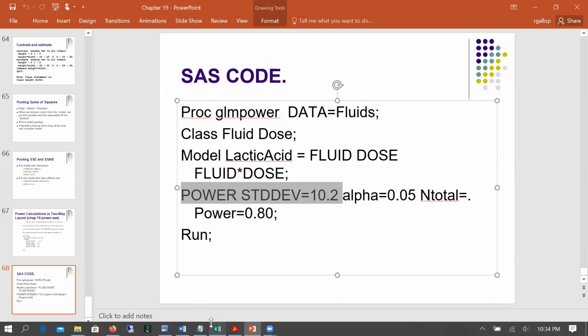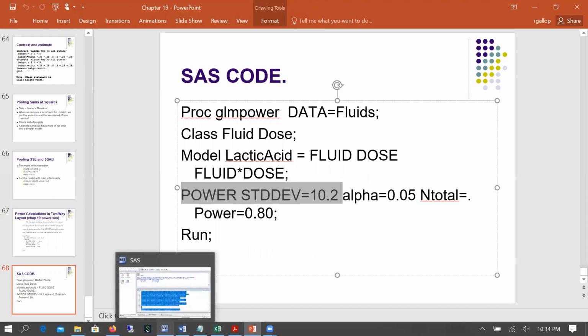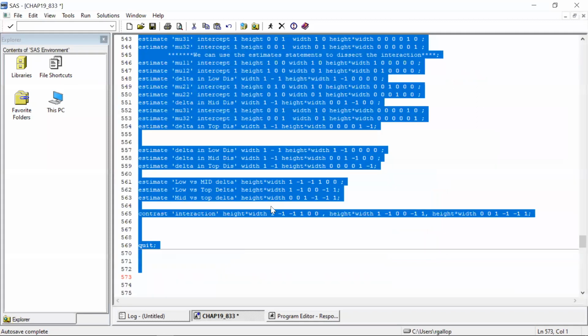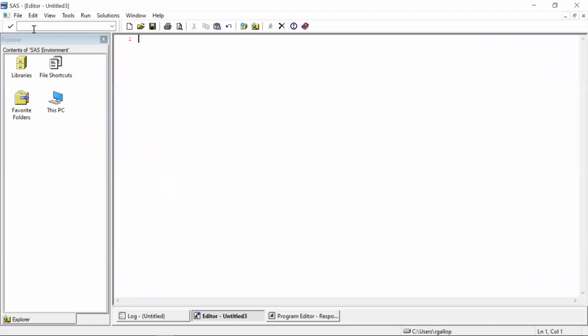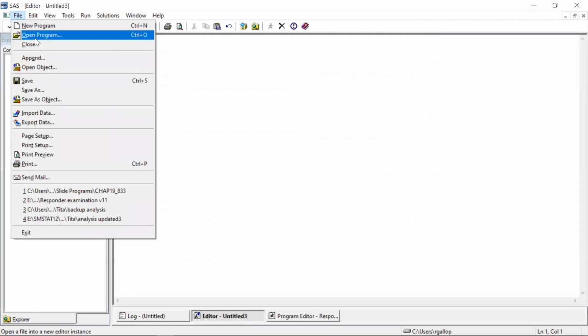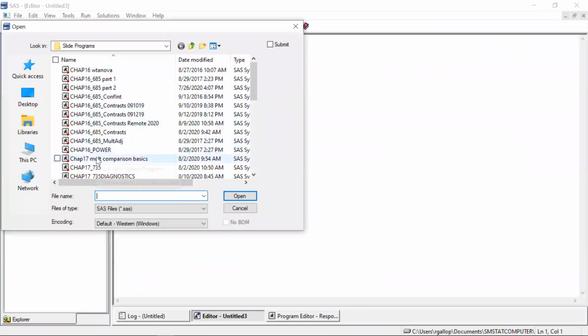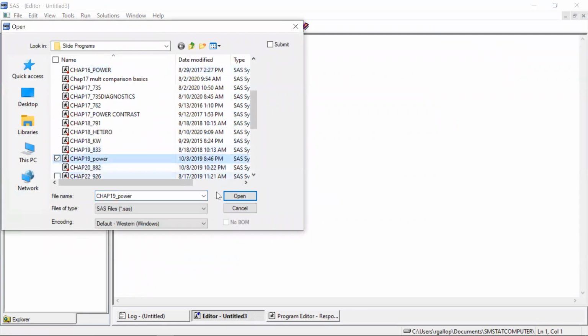If we want to take a look at it further, let's go ahead and take a look at this chapter 19 power program. So if I go here to open chapter 19 power.